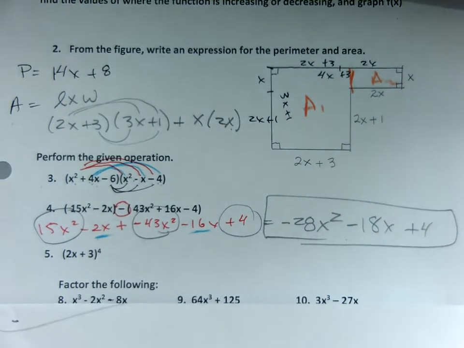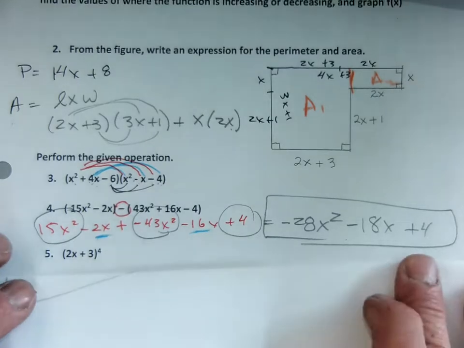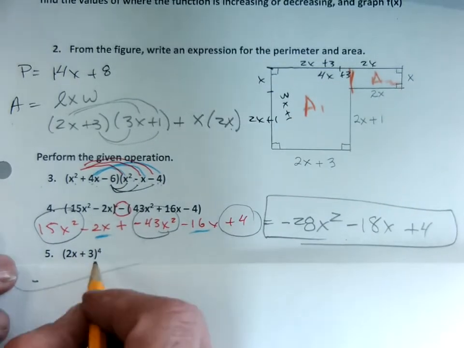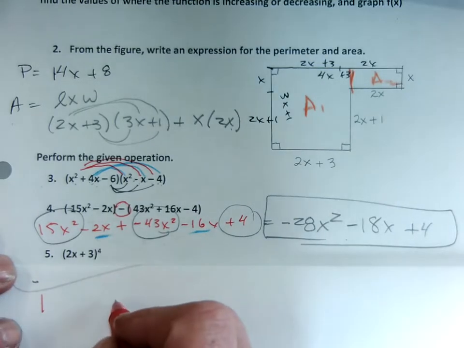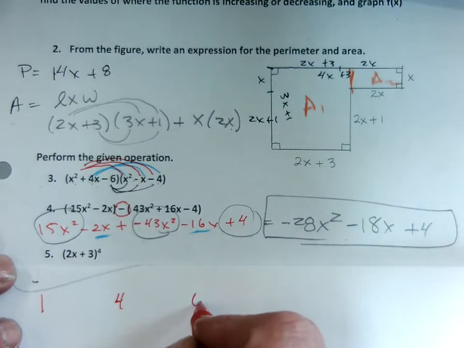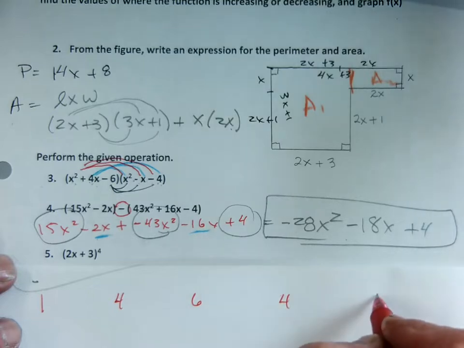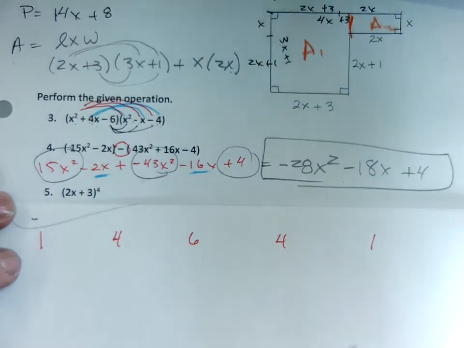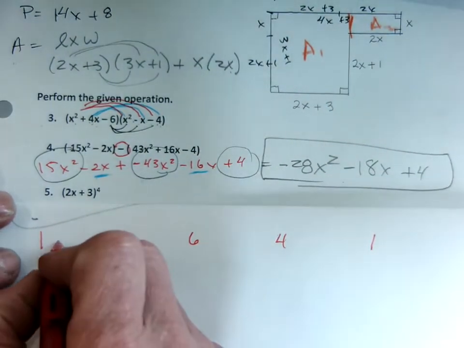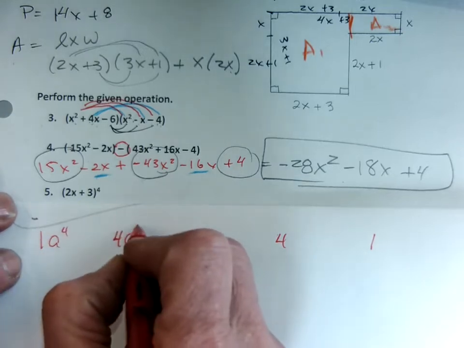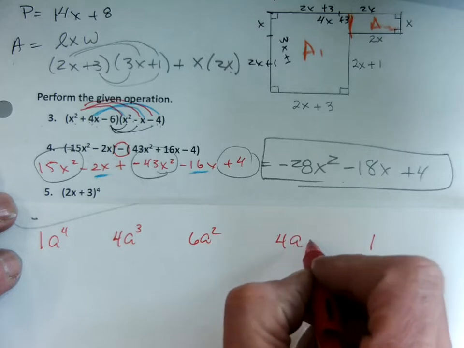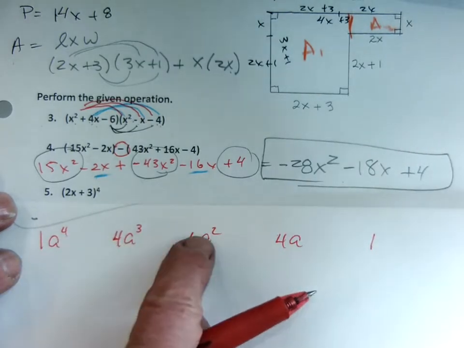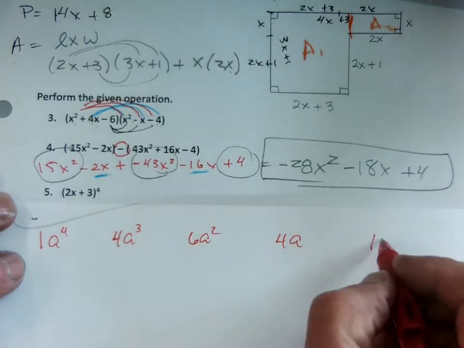Okay, number 5. It's going to take Pascal's triangle. Here we go. All right, number 5. So I'm going to use the fourth row of Pascal's triangle, which is 1, 4, 6, 4, 1. I like to do A's and B's. I just do A4, A3, A2, A1, and no A's, right? 4, 3, 2, 1, none, and then the B's.